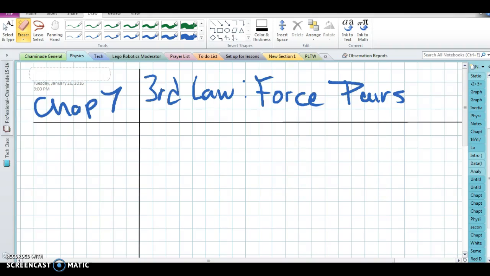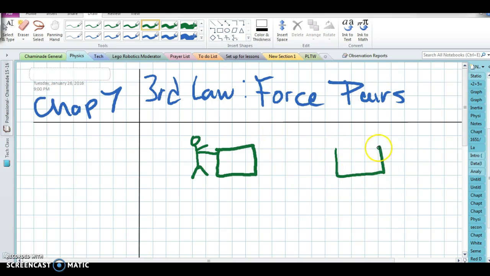Alright, tonight, gentlemen, we're going to take notes regarding Newton's third law. This is a second set of notes focusing on force pairs. Now, when we draw free body diagrams, if I draw a box with a man pushing it, there he goes, he's pushing the box. If we drew a free body diagram for the box, we have our box. You know there's a force of gravity.